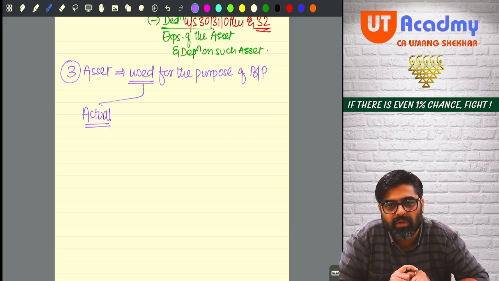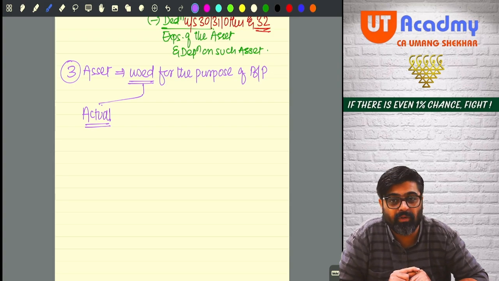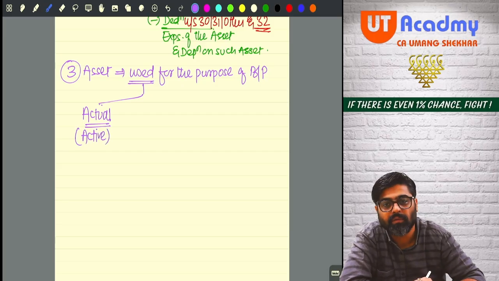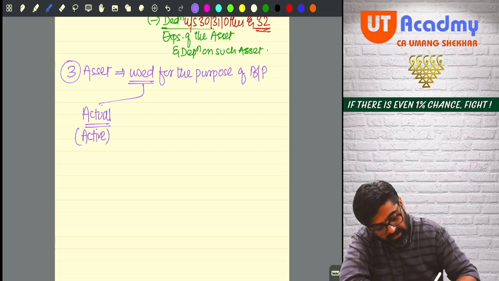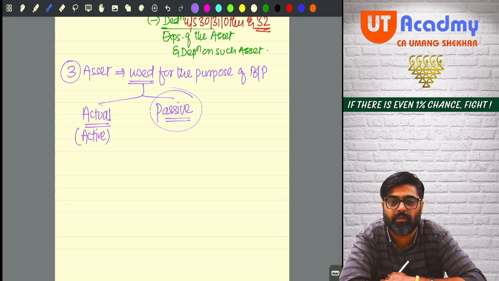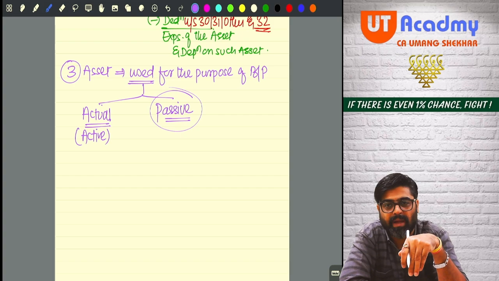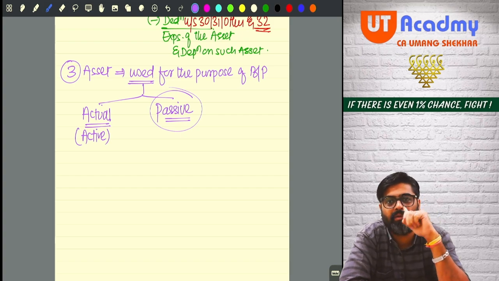Sometimes, no, the asset is not actually used. The asset is not in active use. Actual use means what? Active use. Actively used in the business. But sometimes it is used passively. So the use of the asset is passive. See, I'll give you my example. Laptop is used actively. Pad, camera, everything is used actively.